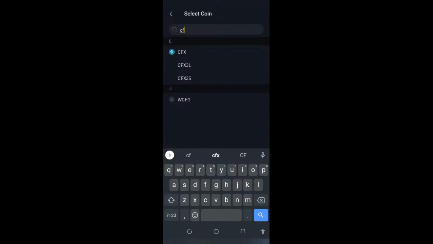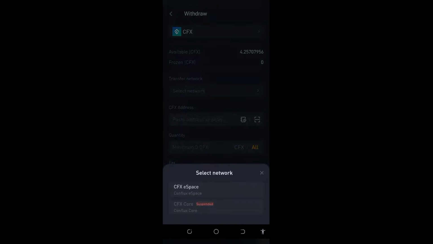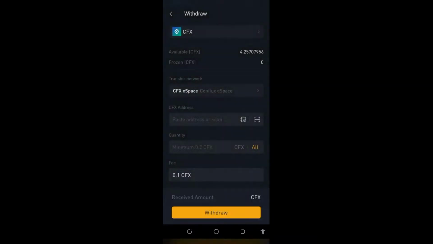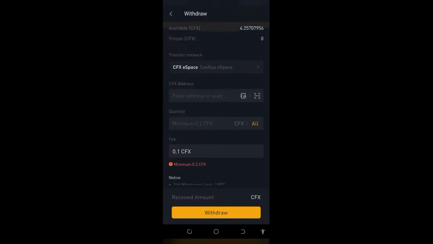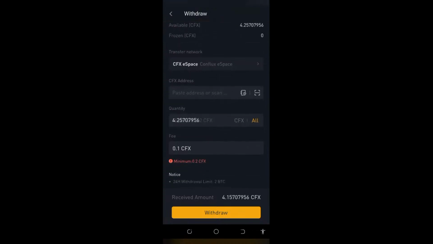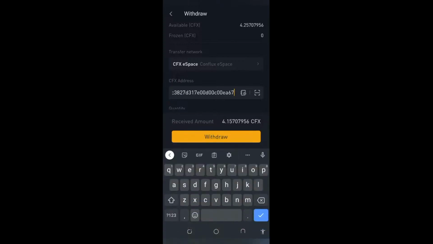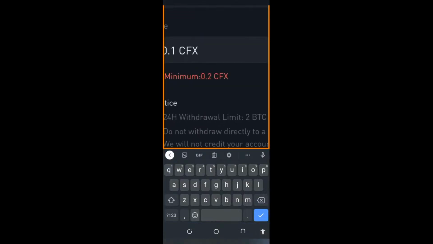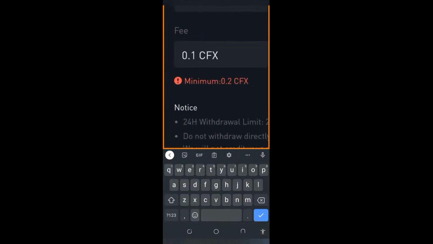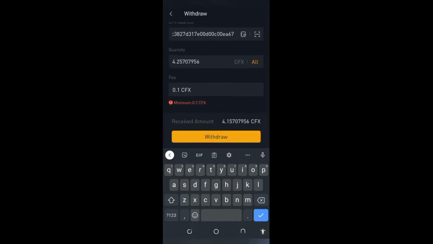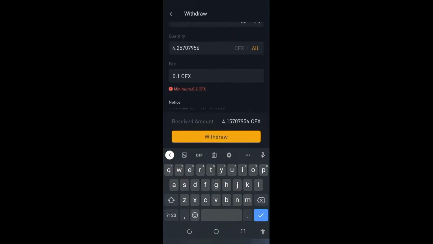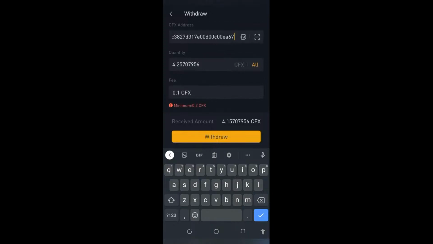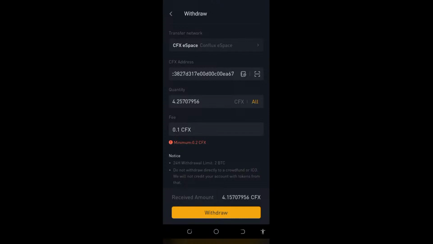So CFX. Let's see, CFX eSpace, of course. And then let's see what we're putting in here. Available? Yeah, everything. All, of course. Let's put in the address. Okay, it said minimum. Minimum is 0.2 CFX. I've done that. Well, maybe just a little warning. Okay, all. And then we go ahead. Everything looks good.